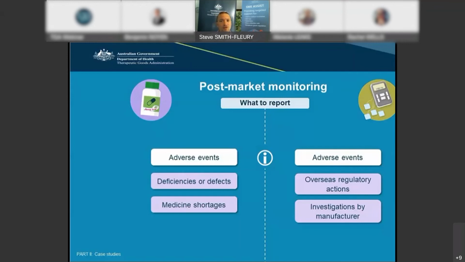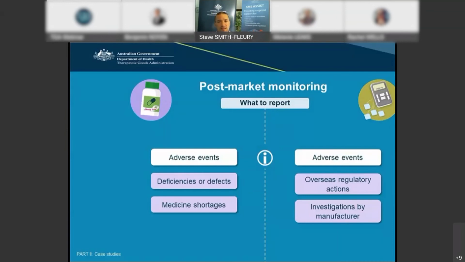So you must collect all adverse events. The term adverse events used here is quite broad. It encompasses many different types of adverse events, such as reactions, which I'll explain in more detail shortly. For medicines only, we also have deficiencies or defects and medicine shortages. So these have mandatory reporting requirements, which I'll also explain in more detail shortly.